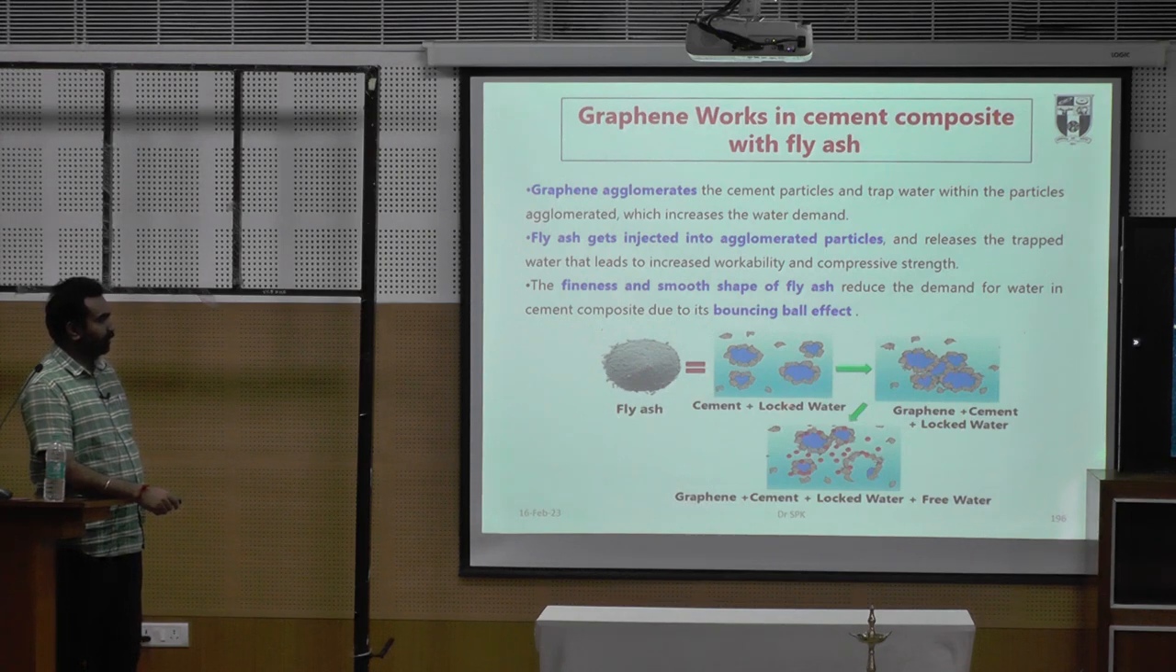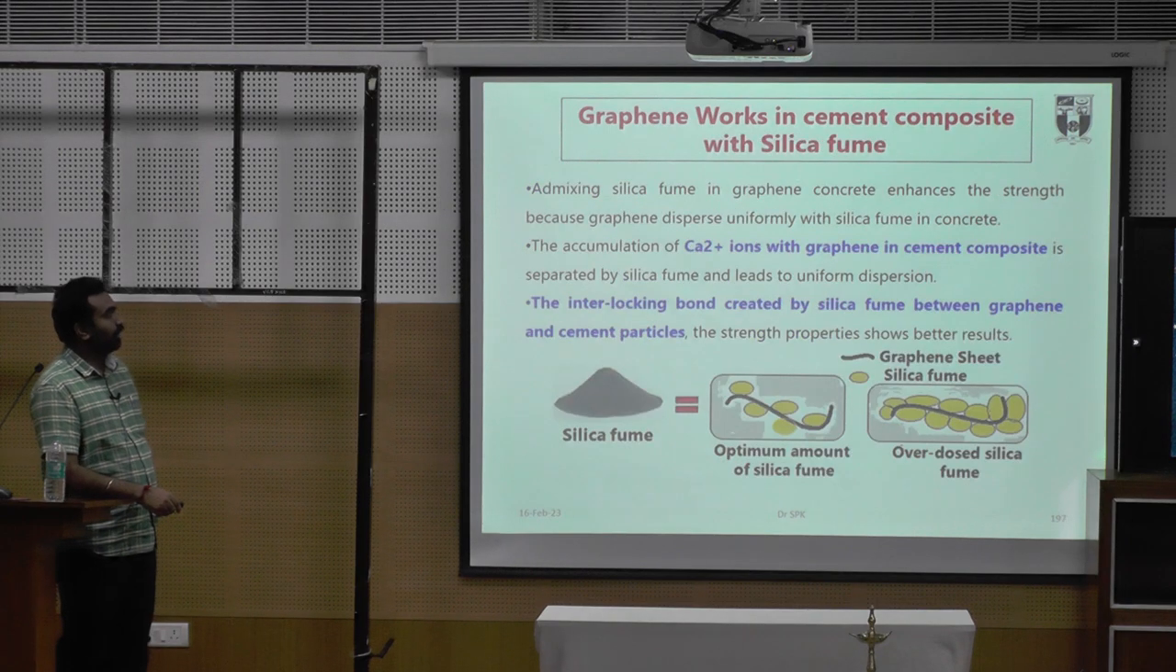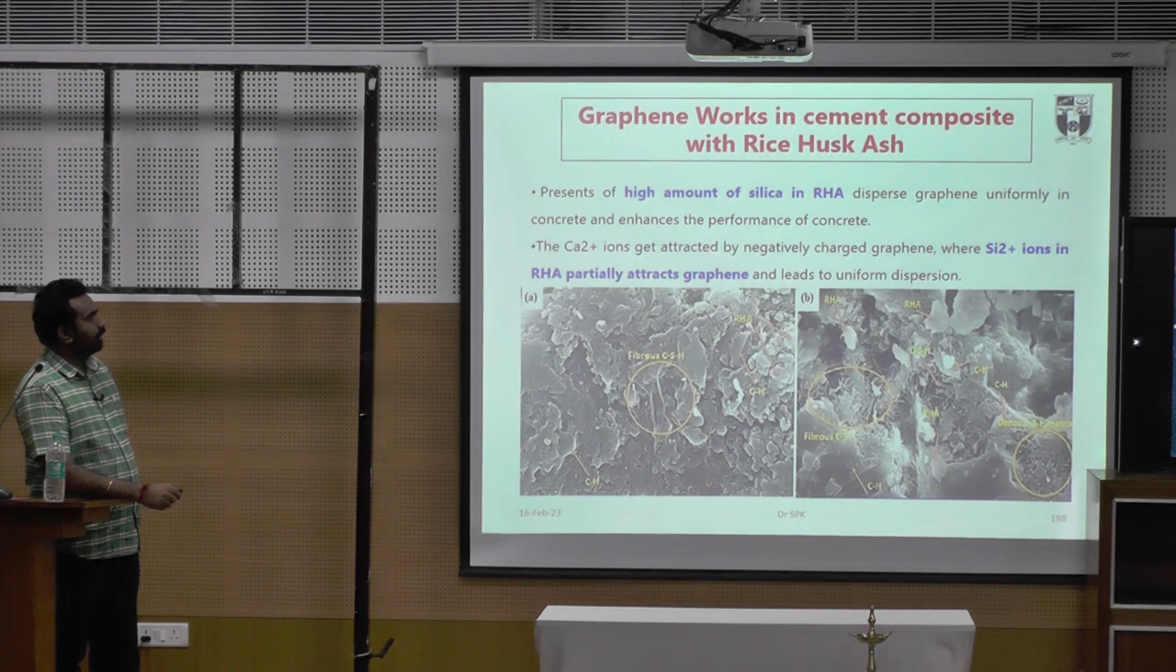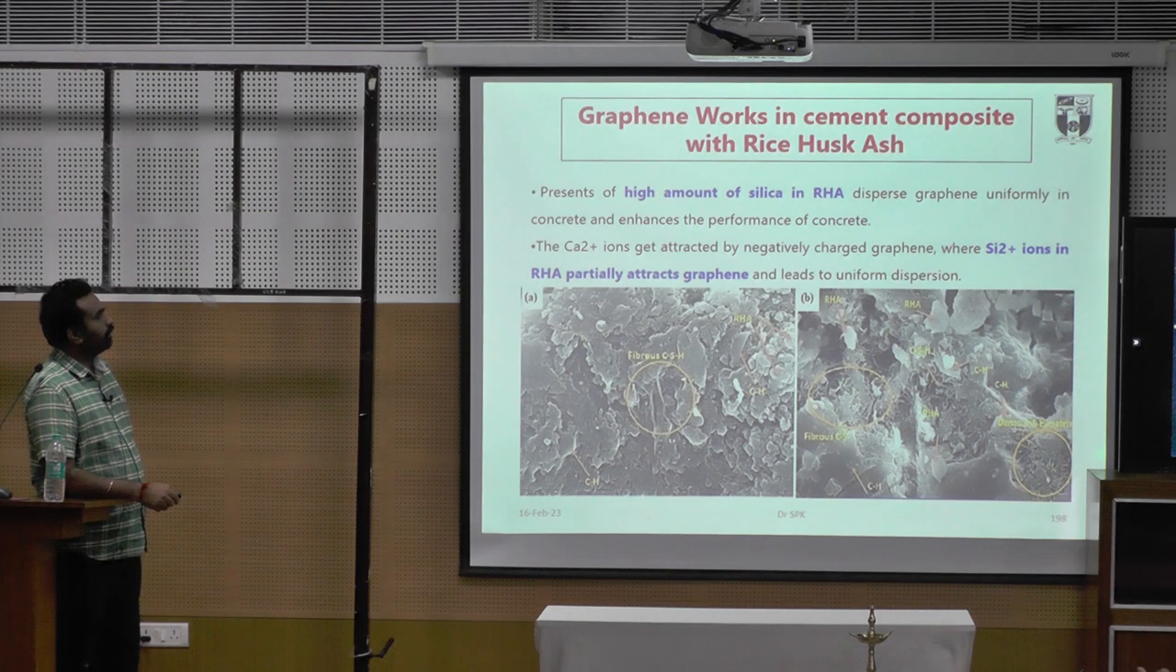This is fly ash, mixed with water, and when we add the graphene into it, this is how the reaction happens. Everything is removed from its place and starts moving, and all will be placed and packed perfectly in the material. This is for the silica fume. This is for the rice husk ash. Once the conventional concrete gets satisfied, we started working with SCMs also.